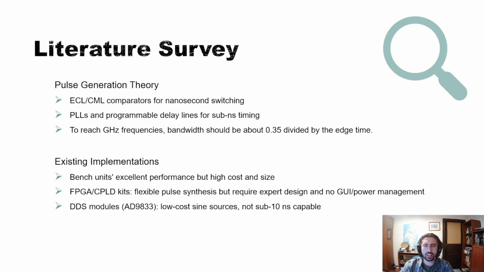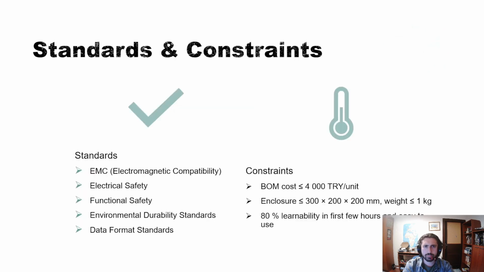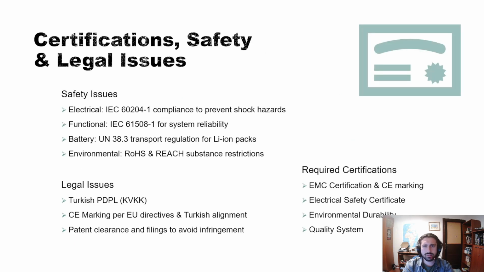We can say that the theory is manageable, and in addition to that, the market has a lack of pulse generators that match our needs identification. Here are the key system requirements. We determined the standards and constraints with respect to our engineering and marketing requirements. For required certifications and safety issues, we decided them to be parallel to our standards and constraints. For legal issues, our main considerations were regarding data privacy, patents, and CE markings.